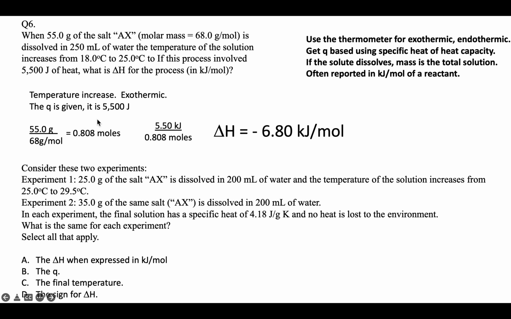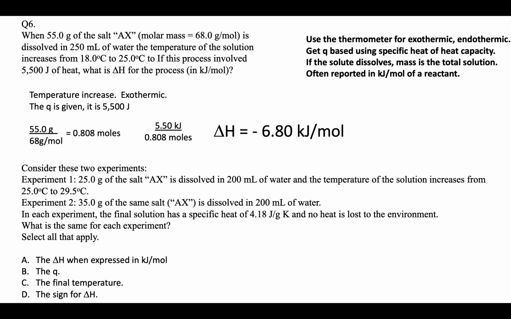The heat that was involved was 5.50 kilojoules. So this will give me a value in kilojoules per mole, and I want to make sure it has a negative sign because based on the thermometer, it was exothermic. So this would be a setup of I'm thinking through the different steps, but I really only had to use the first step and the last step because the Q value was given.